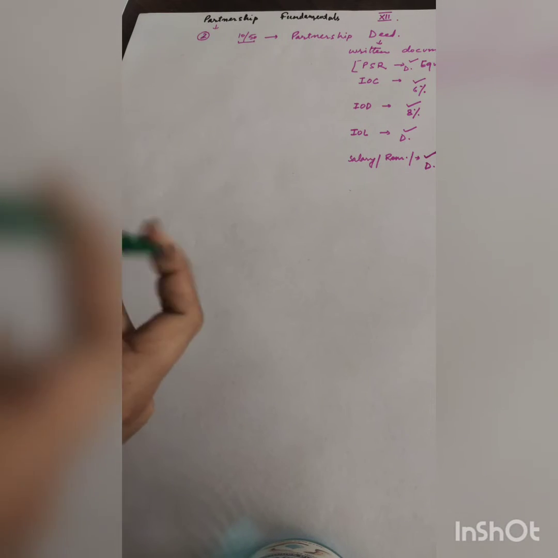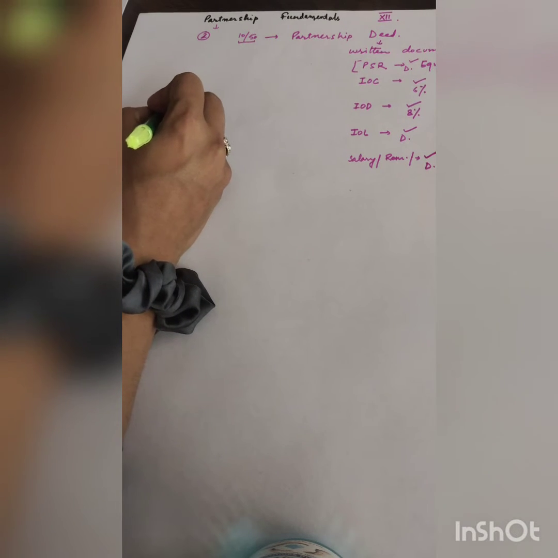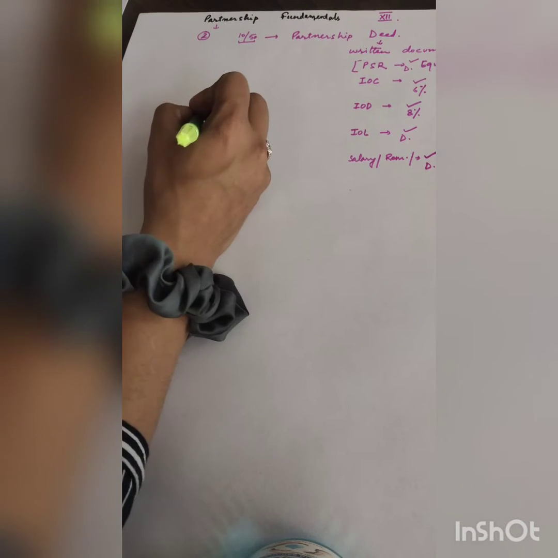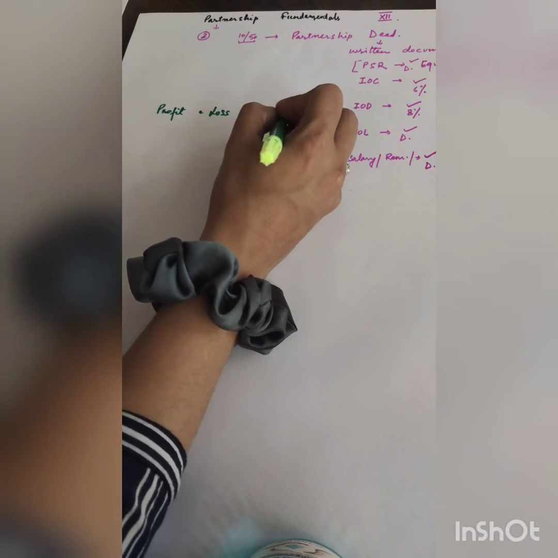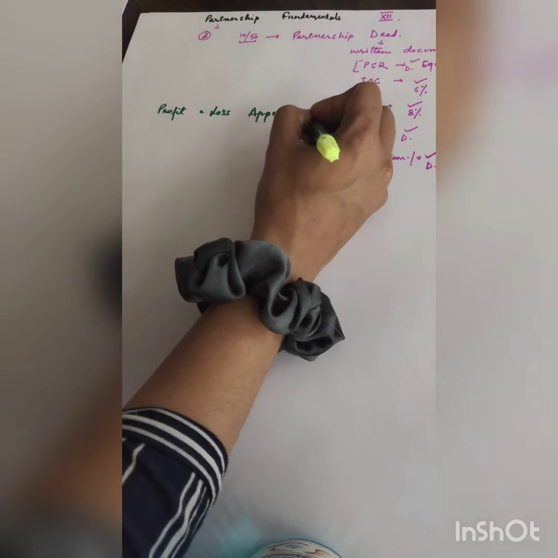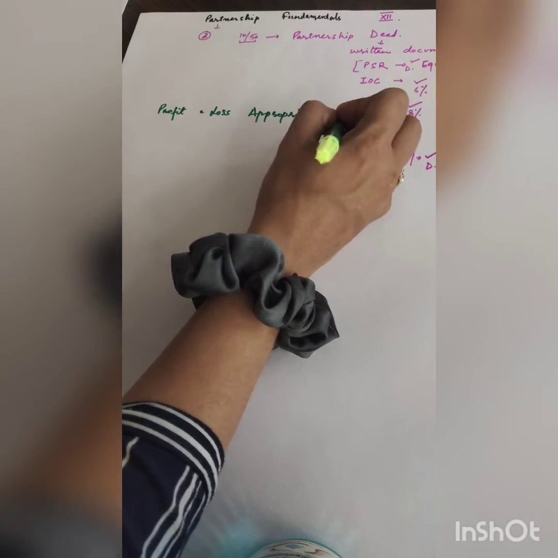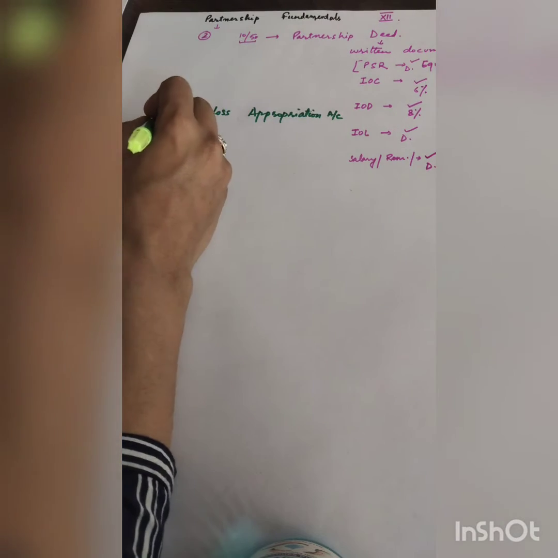Now, what are the certain books which are going to be maintained in a partnership? When the books are being made, the first account which is made is the profit and loss appropriation account. The name is profit and loss appropriation account. Now what is this account? What is profit and loss appropriation?